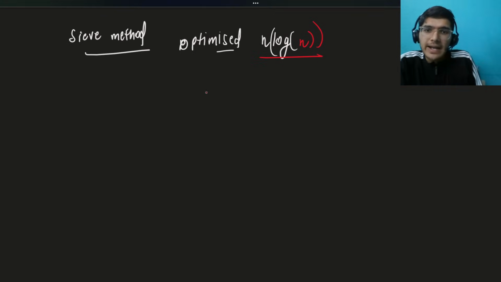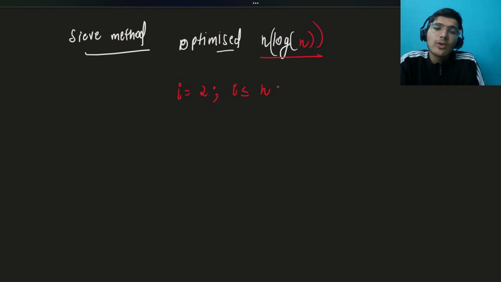This is a very simple idea. What are you gonna do? You don't need to remember it. Sometimes it's very intuitive also. So you have to run a for loop from i equals 2 and i less than or equal to, let's say, n, you have to find all the primes, and i plus plus.